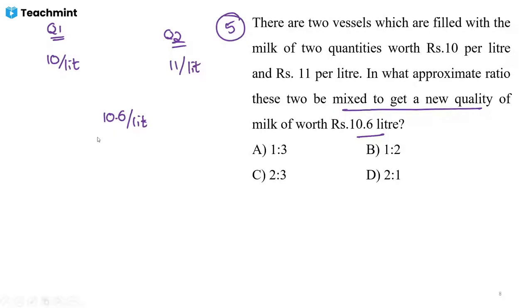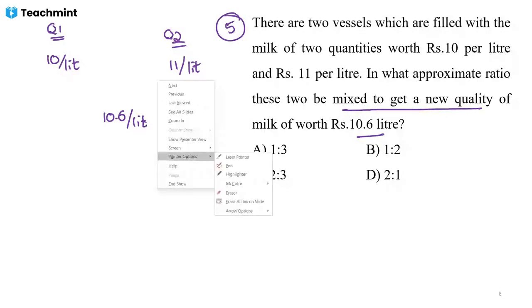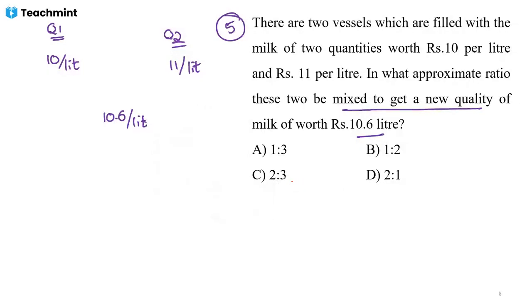10.6 is close to 10? No, sorry, 10.6 is close to 11. Agreed. So we need more from this side, more from quality 2. More from quality 2 means I think only option D will be eliminated.